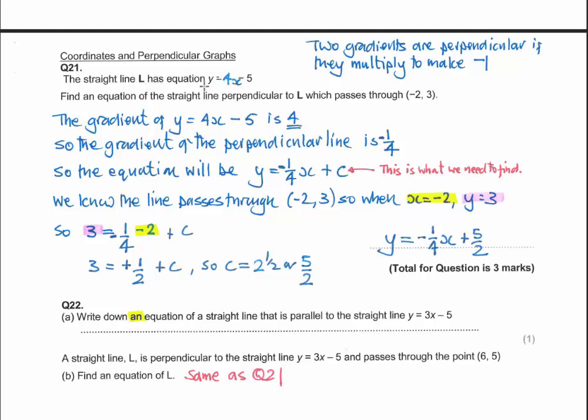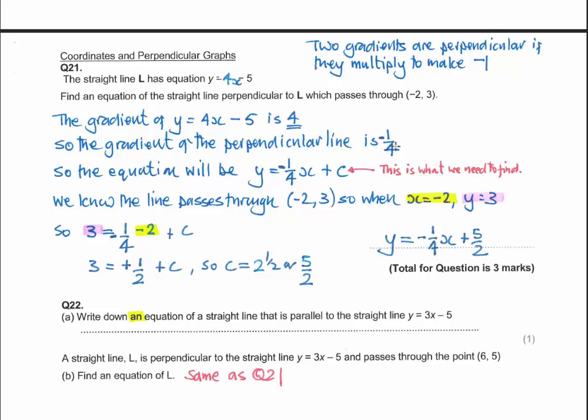The straight line L has equation y equals 4x minus 5. Find an equation of the straight line perpendicular to L, which passes through minus 2, 3. Well, the gradient of y equals 4x minus 5 is 4. This number here, what's called the coefficient, the amount of x, is always the gradient. The bigger the number, the steeper the line is. So the gradient of this line is 4. So the perpendicular line will have a gradient of minus, because that's positive, a quarter, 4 upside down.